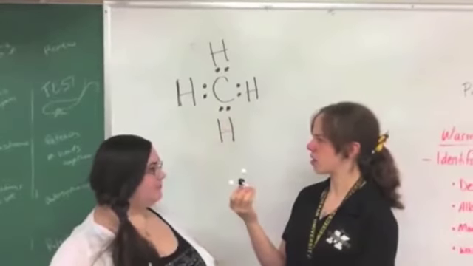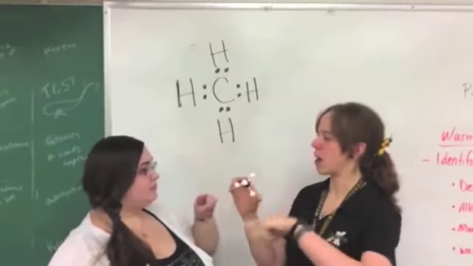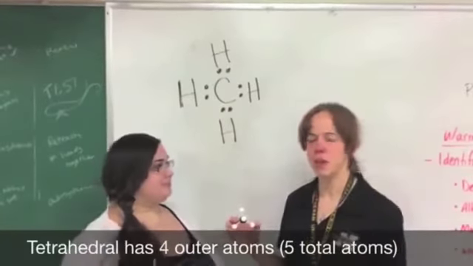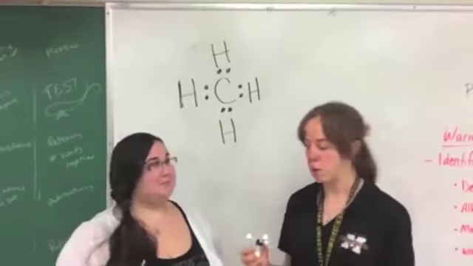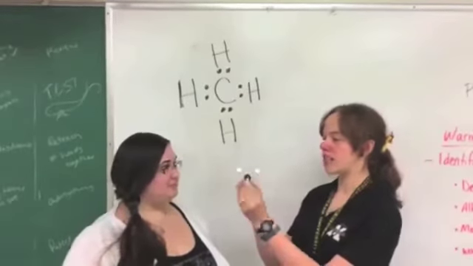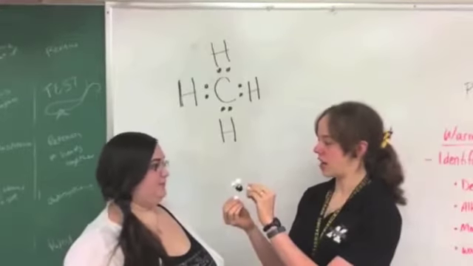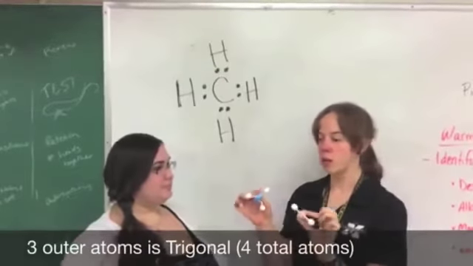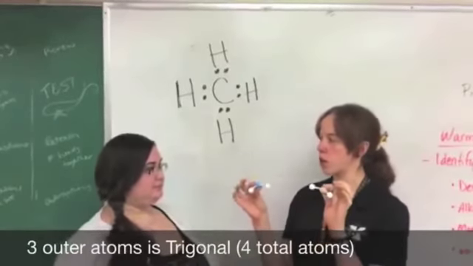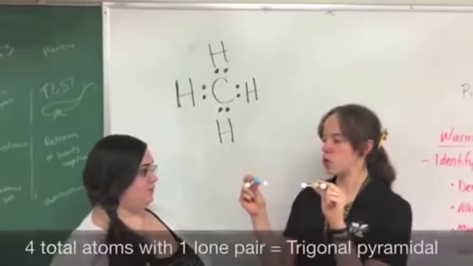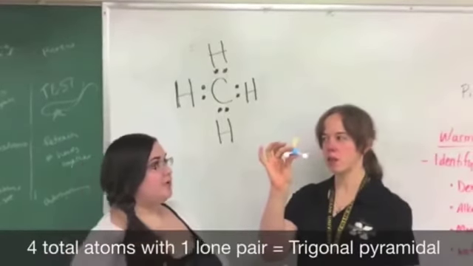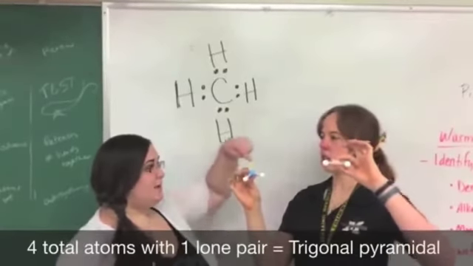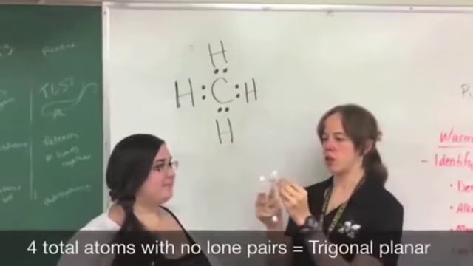How many atoms are in this? 5, but how many atoms are around? 4. Anytime we've got 4 atoms around, it's going to have to be tetrahedral. That's the only thing we can do. So, to remember, if we've got 4 atoms around, it's tetrahedral. If we only have 4 atoms total, and so we have 3 atoms around, it could be 2 things. They're both going to be trigonal. This one is pyramidal. It looks like a pyramid. What does it have that this one doesn't? Lone pair. This one is going to be trigonal planar.